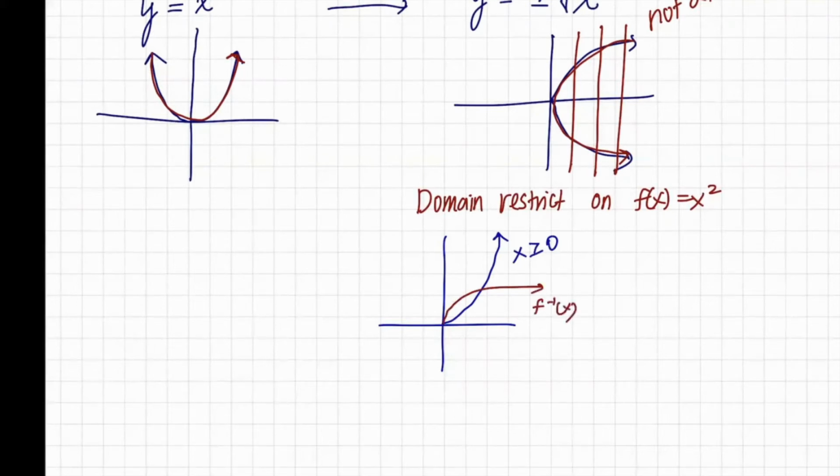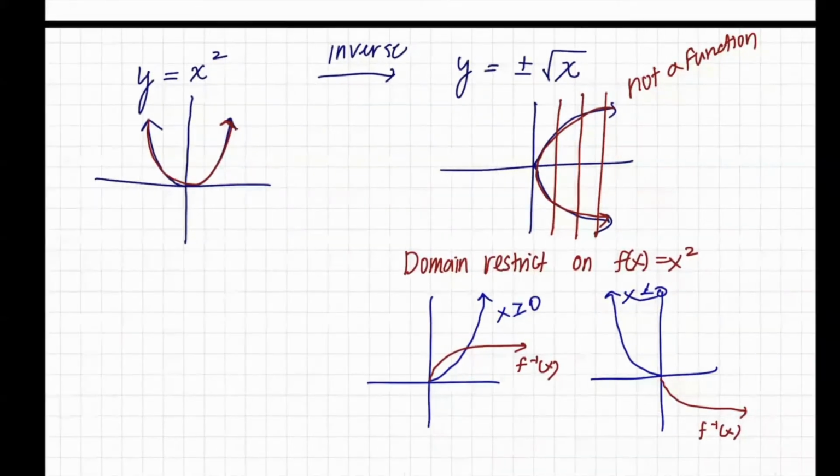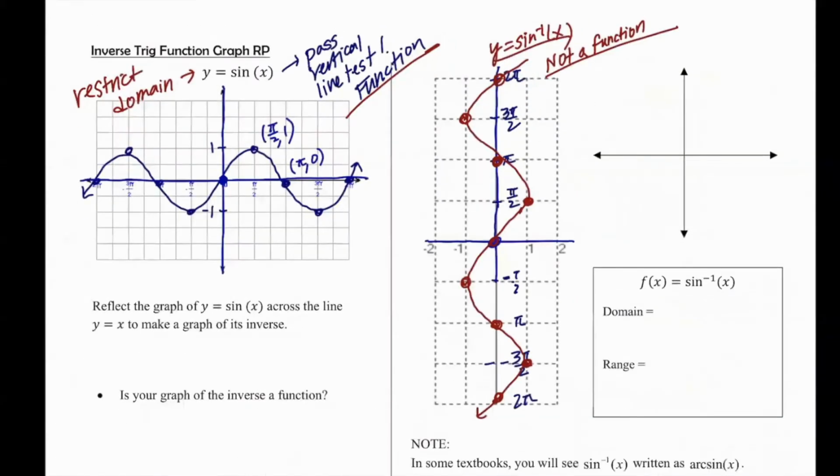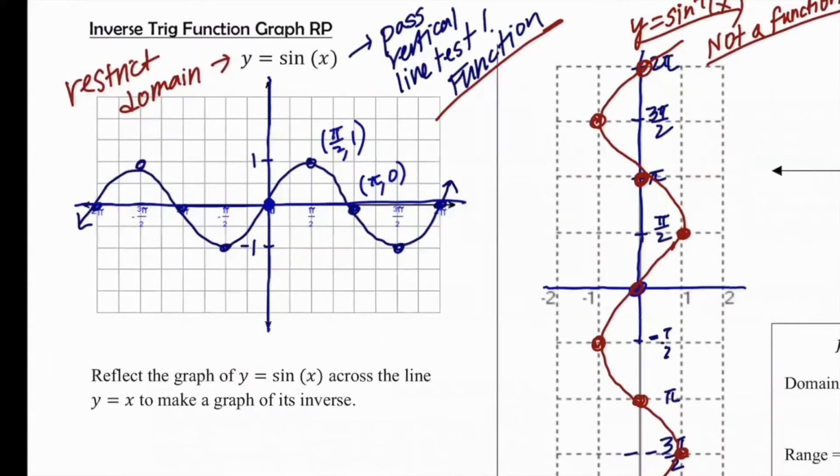And then we also did the other half of the parabola, which will be the left side, where x is less than or equal to 0. And then the inverse for that would be this. And they both pass vertical line tests. That was a domain restriction we've done with parabolas. So we're going to do the same thing for this one. We've got to restrict the domain on the original sine function, but the question is, how do we do it?